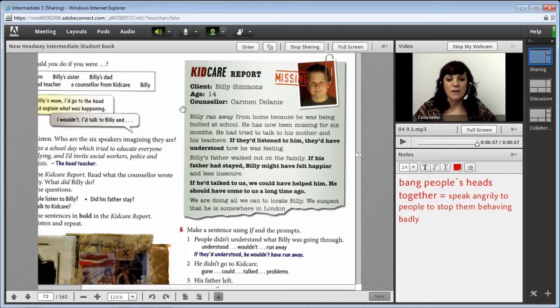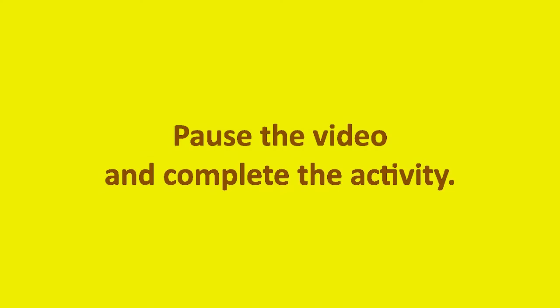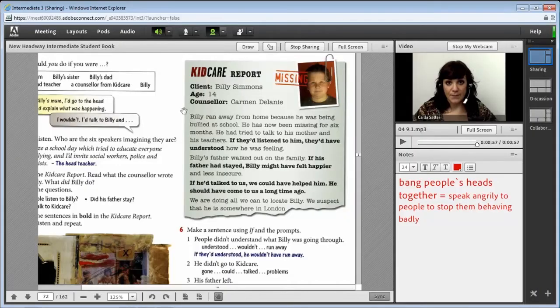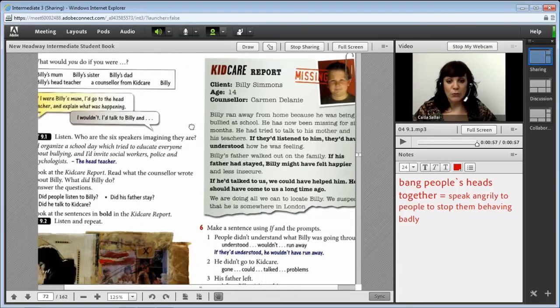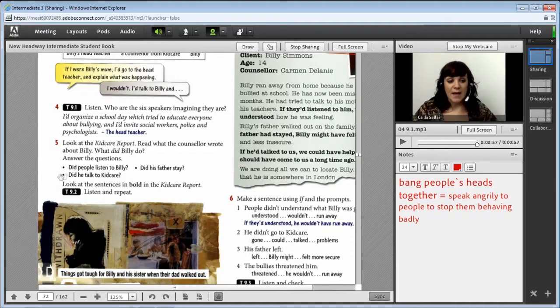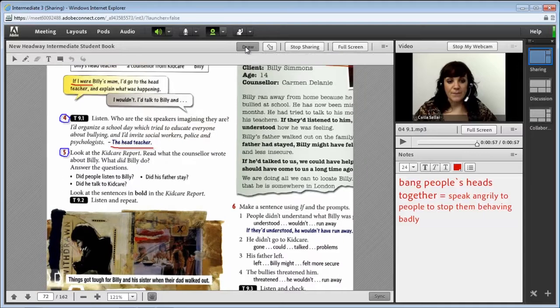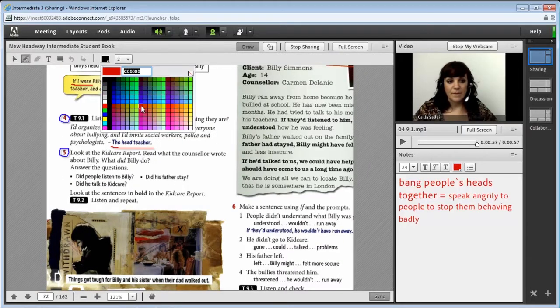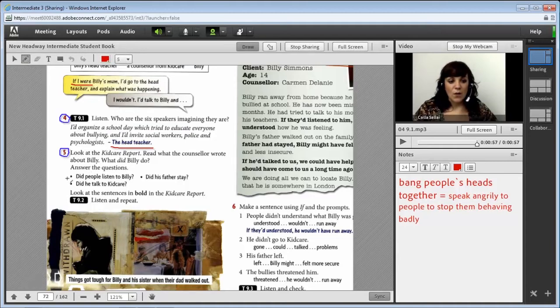Okay, so everyone, you have 2 minutes. Individually, please read the text first. After you have read the text on your own, now please turn to your partner and have a look at these 3 questions. Question number 1. Did people listen to Billy? Question number 2. Did he talk to Kid Care? And question number 3. Did his father stay?